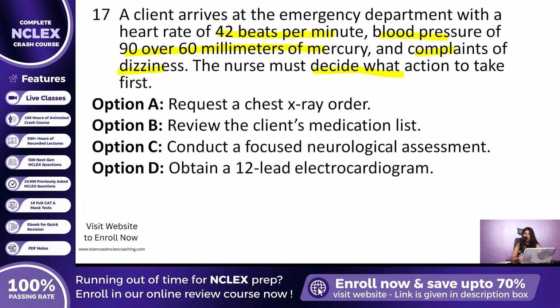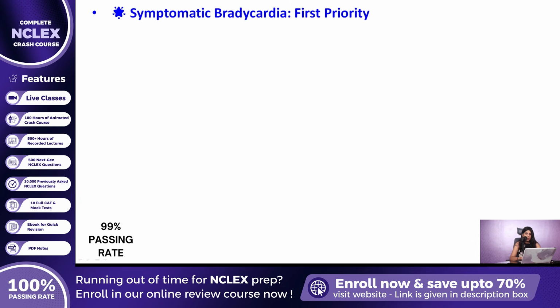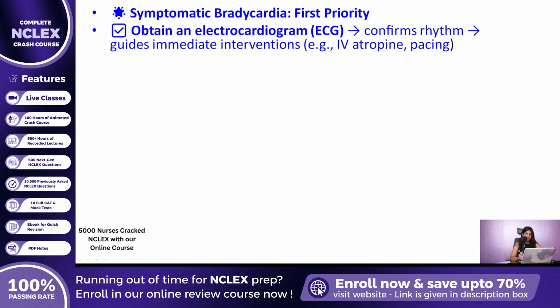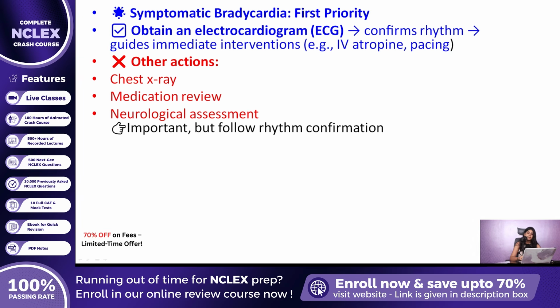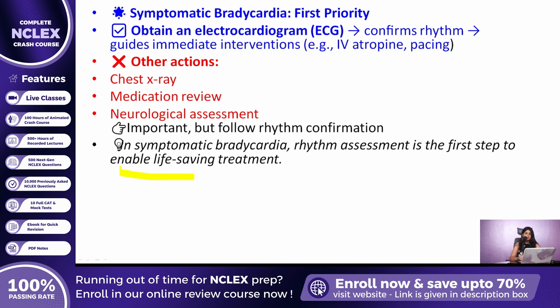The correct answer is Option D, obtain a 12-lead electrocardiogram. The rationale is that these vital signs point to symptomatic bradycardia, and an electrocardiogram is essential to assess the cardiac rhythm and guide immediate interventions such as intravenous atropine or pacing. A chest X-ray and medication review can follow, but do not address the immediate need to confirm and manage the arrhythmia. Similarly, while a neurological assessment is valuable, the client's dizziness is likely due to reduced cardiac output, making rhythm evaluation the priority. The key takeaway is that rhythm assessment comes first in symptomatic bradycardia, so that life-saving measures can be initiated without delay.